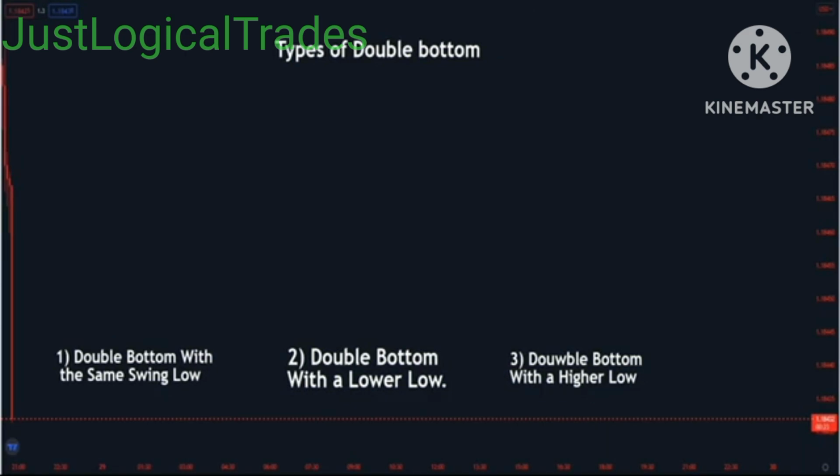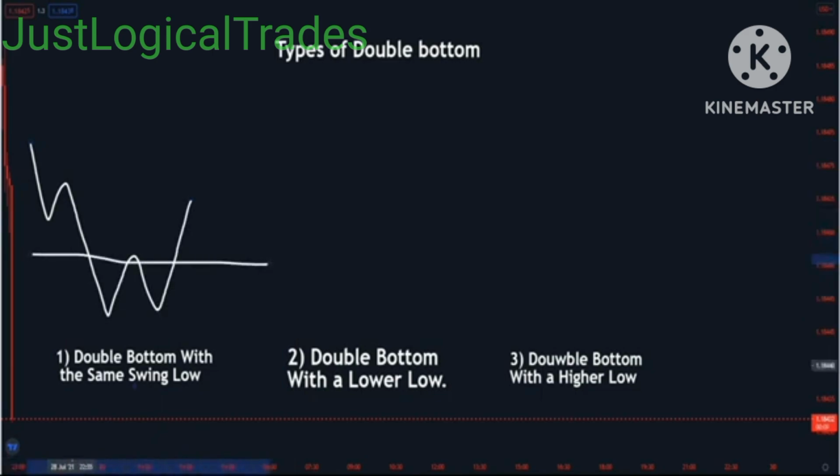Types of double bottom. There are 3 formations of a double bottom. While many people think that the double bottom is just simply 2 swing lows with the same low, there's actually a total of 3 formations of the double bottom that you need to take note of. 1. Double bottom with the same swing low. This is the most common type of double bottom that traders look for.